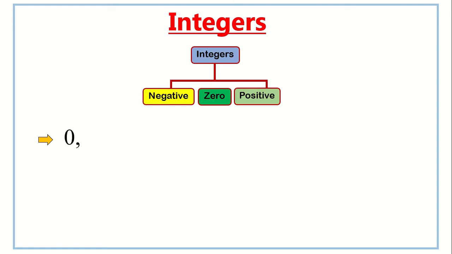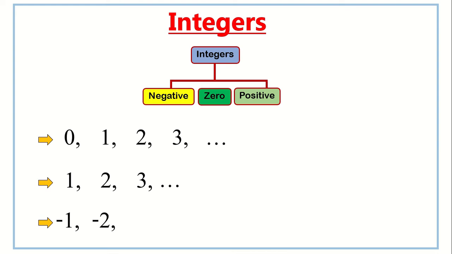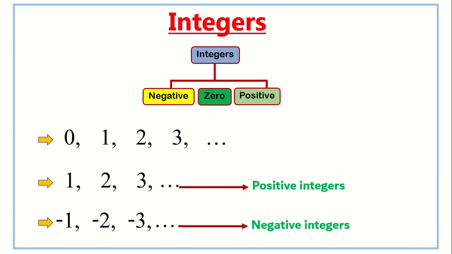Since kindergarten, you have looked at numbers, for example, 0, 1, 2, 3, 4, and many others. So, numbers like 1, 2, 3, 4, and many others are called positive integers. Whereas numbers like -1, -2, -3, and many others are known as negative integers.